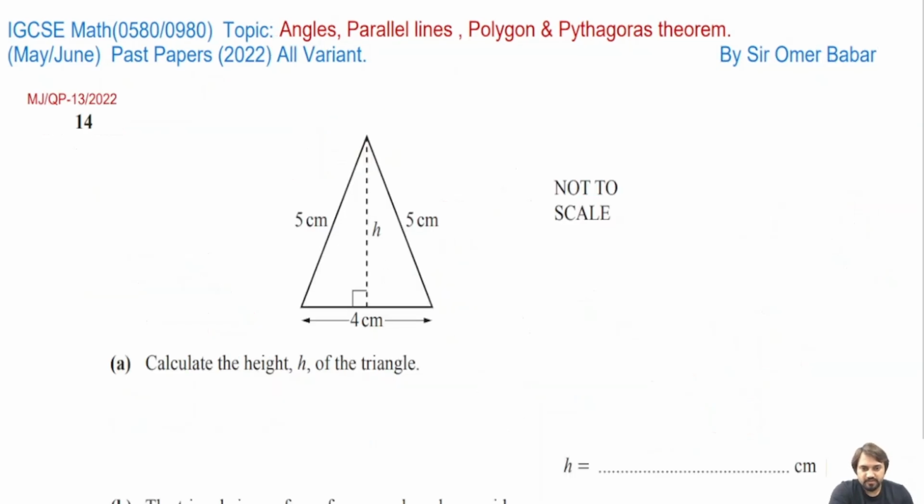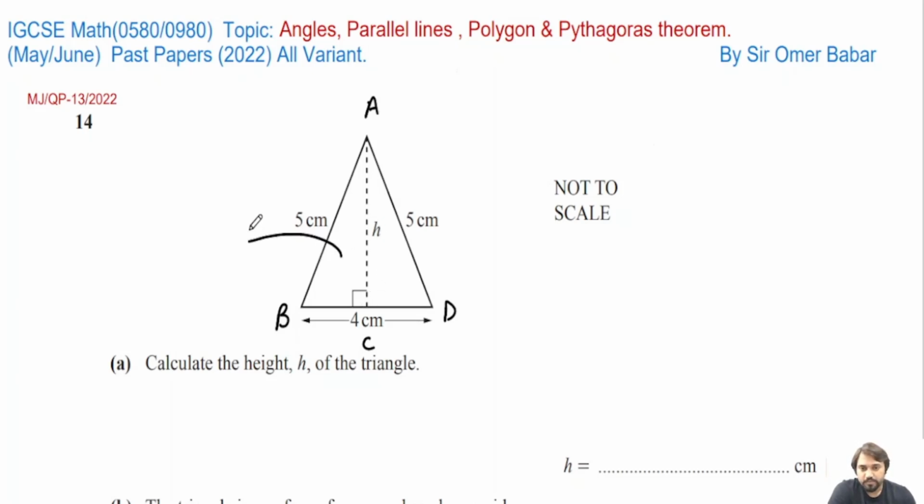Now moving towards our next question. Our next question appeared in 2022 again. The question paper was 1 and the variant was 3. Question 14 is: calculate the height h of the triangle. Here we have a triangle. You can also name it A, B, and this one is C, and this one is D. We need to calculate the height of this triangle.